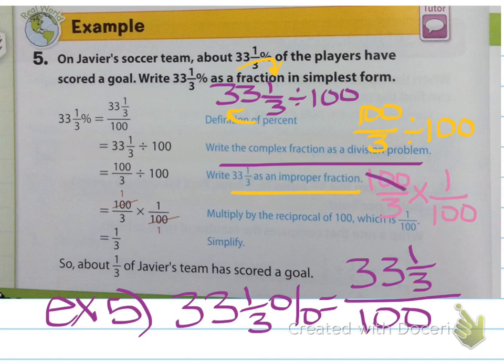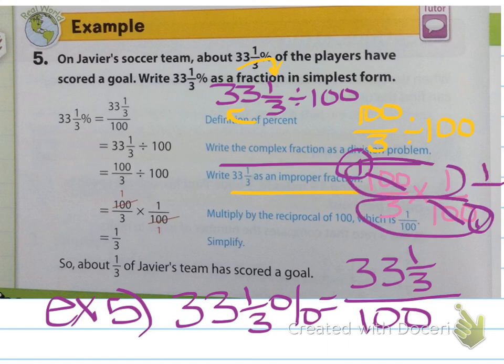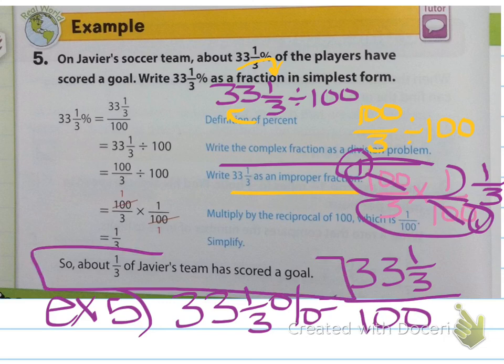Now we can cross simplify our hundreds, and that would become 1 and 1. And we do 1 times 1, which is 1, and then 3 times 1, which is 3, and so our answer is 1/3. So about 1/3 of Javier's soccer team scored a goal. So 33 1/3% is the same as 1/3.